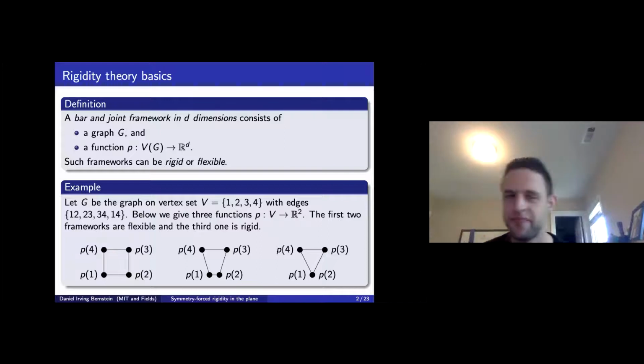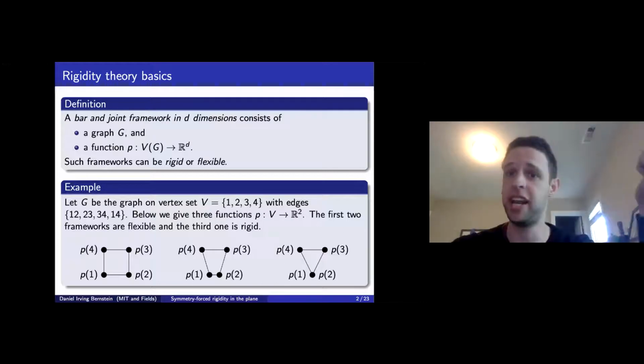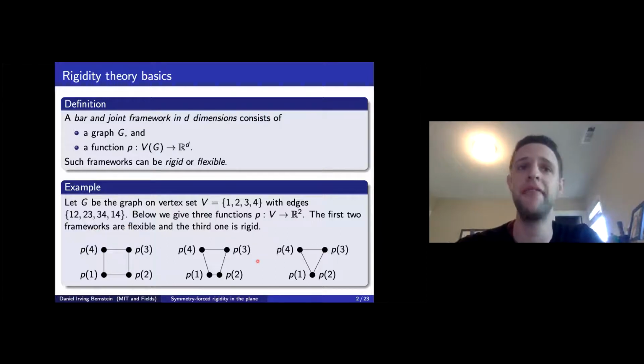But anyway, just to get started, the very basic fundamental definition in rigidity theory is that of a bar and joint framework. All that is is a graph where you've specified locations in d-dimensional space for your vertices. For example, here are three frameworks in the plane, in R2. They're all on the same graph. This is just the 4-cycle, and I've indicated here where I've positioned the vertices.